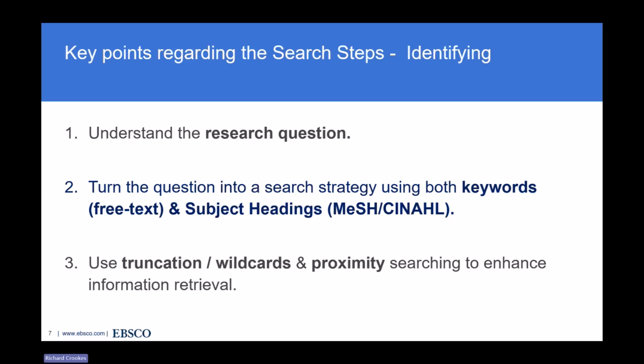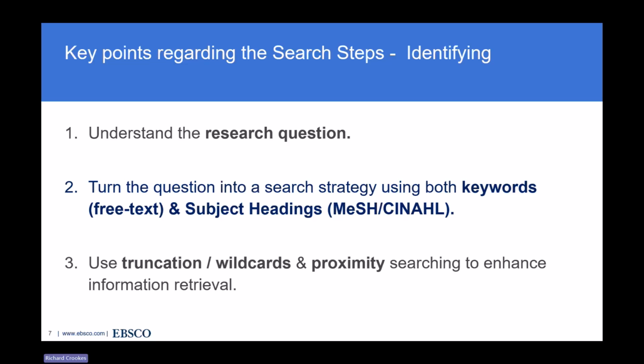So there are key points regarding the search steps that we need to look at in terms of identifying what's out there in the literature, so in the various databases that are accessible. And of course, the first thing ultimately is to understand the research question in the first place. And then, of course, we need to turn that question into a viable search strategy using a combination of keyword searching and subject searching. So the use of the MeSH medical subject headings for MEDLINE or CINAHL headings within the named database, of course.